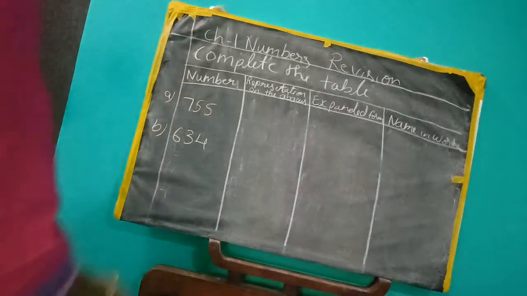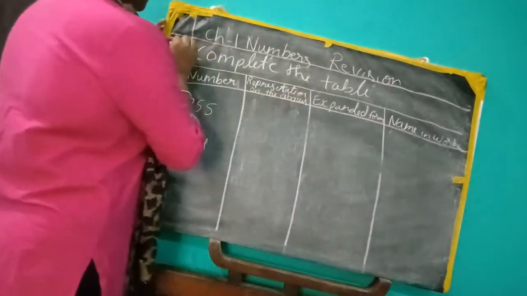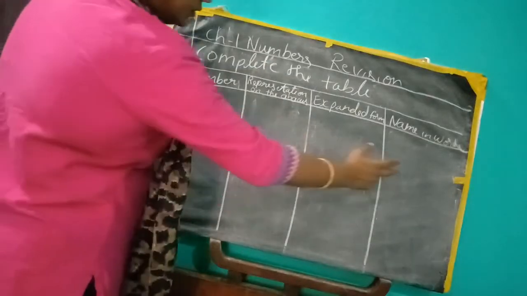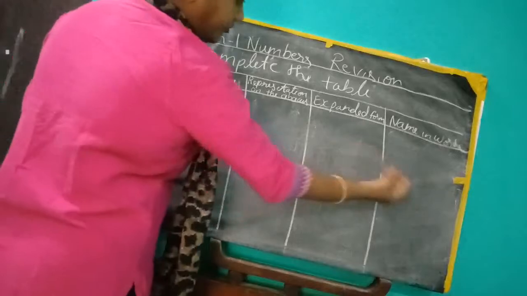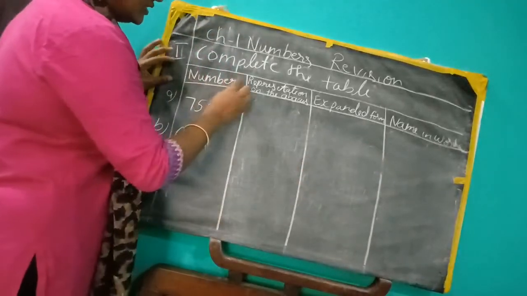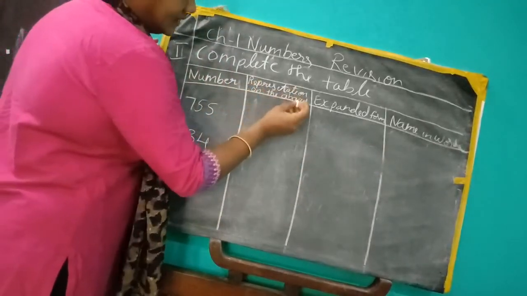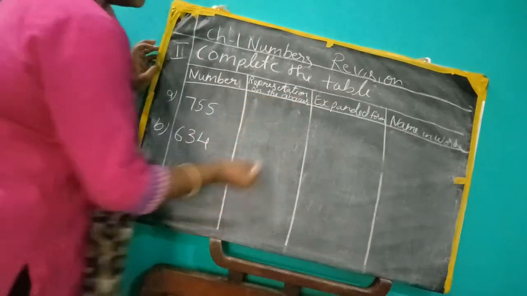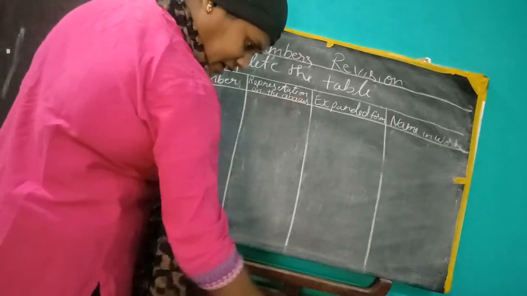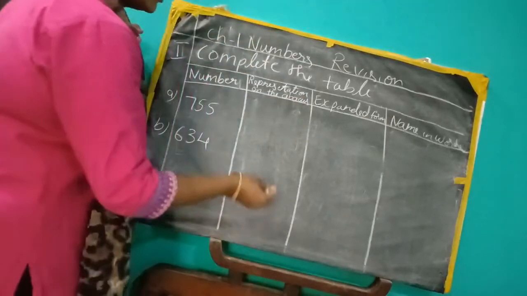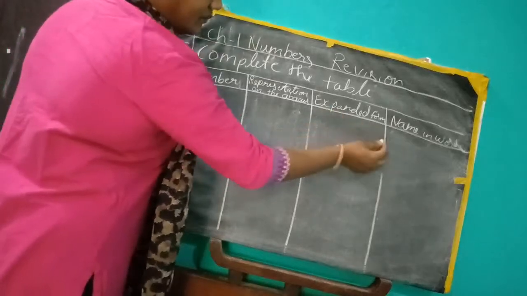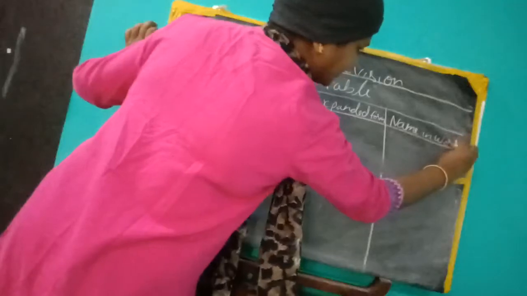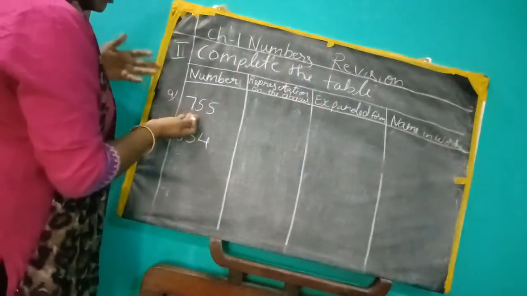Children, take out your classwork and write. Complete the table. See, first you should draw 4 columns, 1, 2, 3, 4. What is that number first? After that, representation on the abacus. What is that? Representation on the abacus. You should write. Okay. After that, expanded form. Name in words. Okay. See, they will give a number like this.